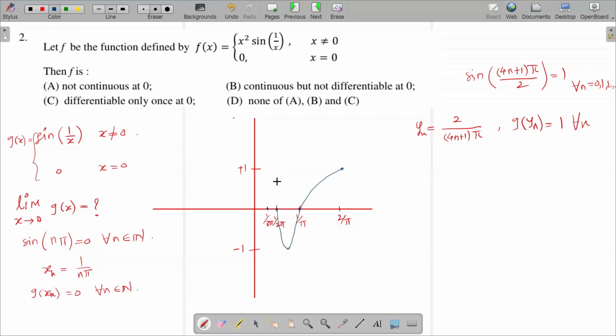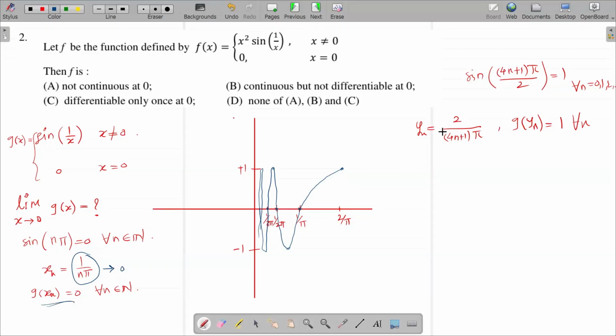Then it will be 1 in between. यह 1 होगा, फिर वापस वो नीचे आएगा, इधर 0 बनेगा, वापस डाउन -1, then again 1 and so on. अब ये कितनी बार ऑसिलेट होता रहेगा? It will keep oscillating because this sequence is converging to 0. So at every 1 by n pi, it's going to be 0.